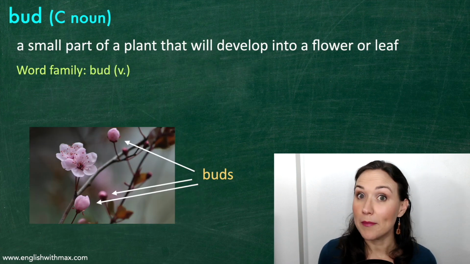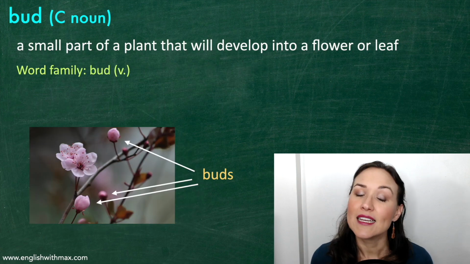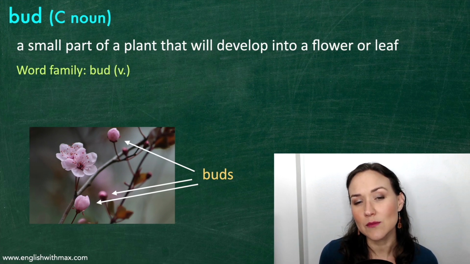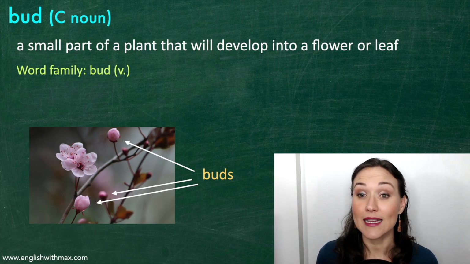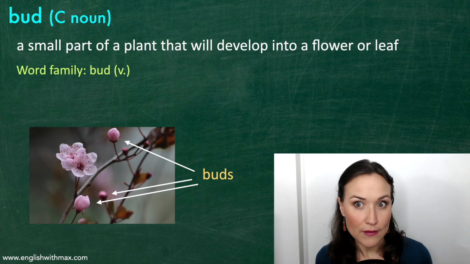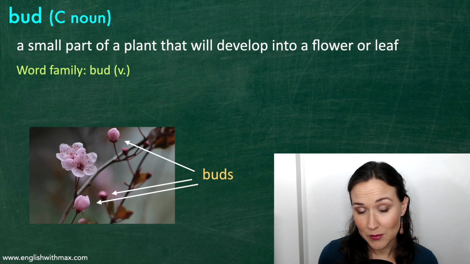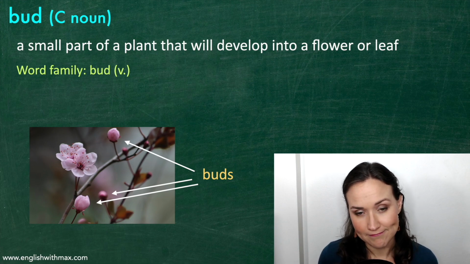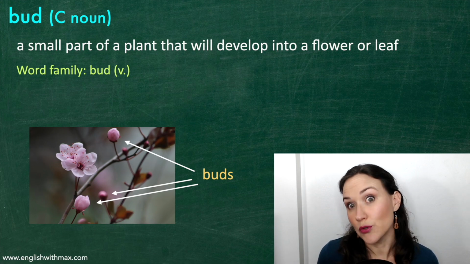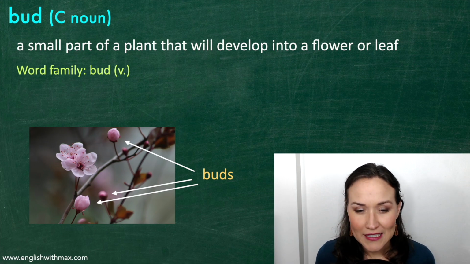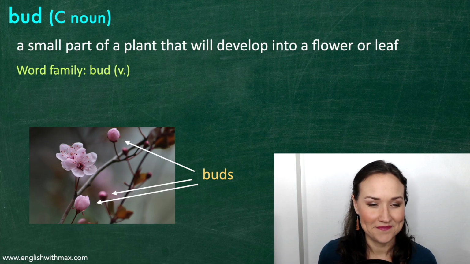This word is bud. It's a countable noun. A bud is a small part of a plant that will develop into a flower or leaf. The verb is also bud. To bud means to produce buds. In the picture you can see a few buds.